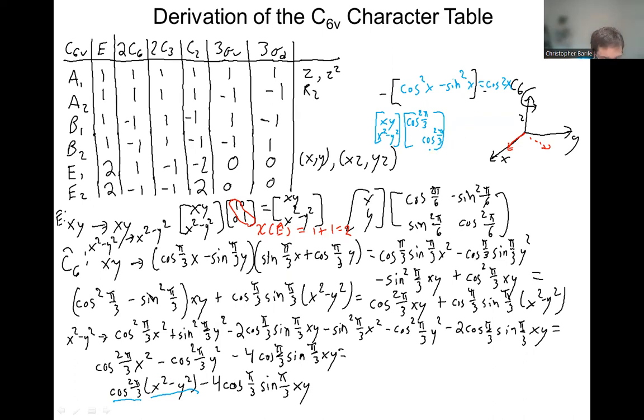Right? And so when we take the trace of this matrix, what do we get? We get that the chi for this transformation is going to be equal to cosine 2 pi over 3 plus cosine 2 pi over 3, which is 2 cosine 2 pi over 3. Cosine 2 pi over 3, that's a 120-degree rotation. That's a -1/2. That equals a -1. And we can already now say that we have a -1 here. So xy and x squared minus y squared are going to transform together as E2.